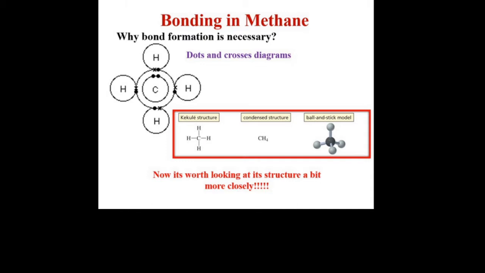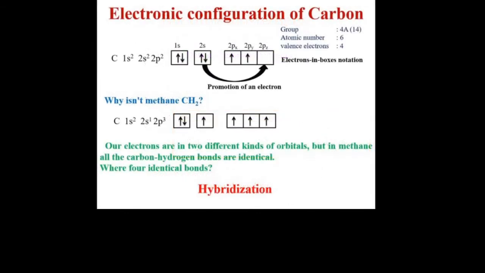Today, I'll be taking a small class about methane, how the bonding happens in methane. This is a simple view of bonding in methane, a dots and crosses diagram of CH4. In the electronic structure of carbon, 1s2, 2s2, 2p2, there are two unpaired electrons in the p orbital. Then why is it forming CH4 instead of CH2?